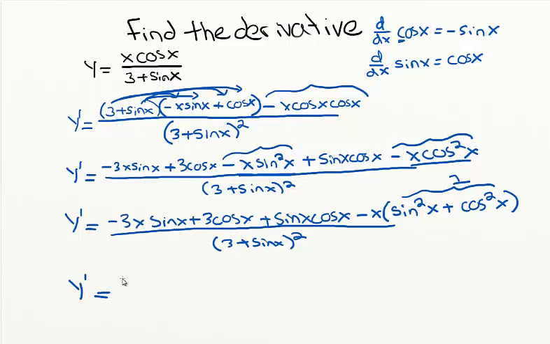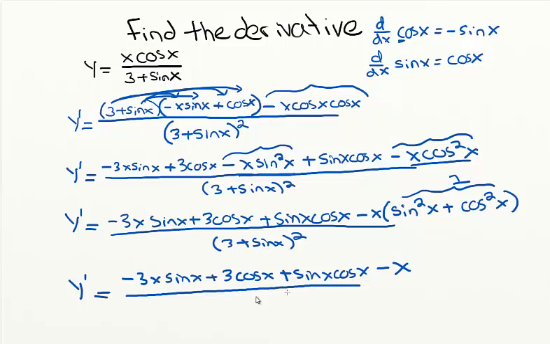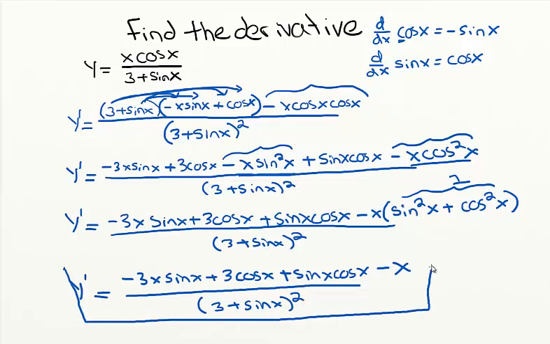So now what do we have? We have a negative 3x sine of x plus 3 cosine of x plus sine of x cosine of x, and then just a minus x because the rest of that was 1. And then the whole thing over our 3 plus sine of x, quantity squared, and that is pretty much as good as we're going to get. So we're going to leave that, and there's your derivative.